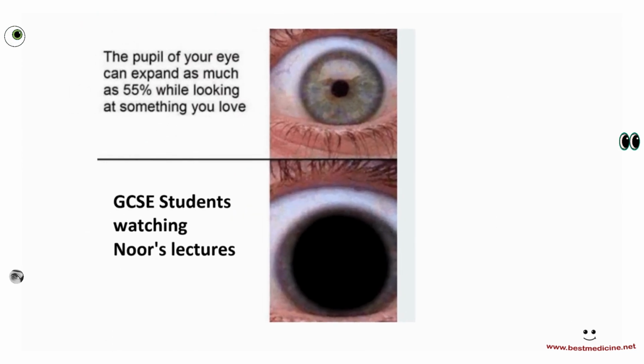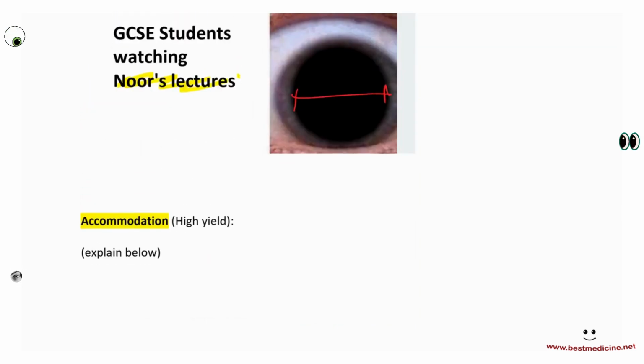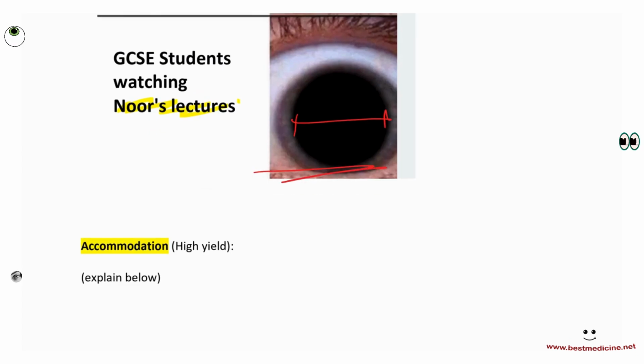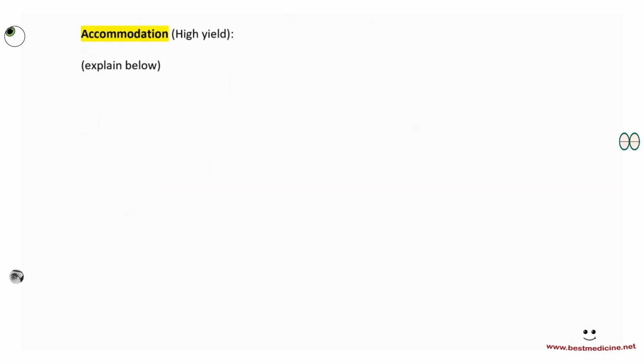And here's a meme. So the pupil of your eye can expand as much as 55% while looking at something you love. And so this is you guys right now, GCSE students watching my lectures. See the dilated pupil there? See what I did there? It's 100% dilated, not just 55%. This is a meme. This is probably a problem there in a person. Okay, that's not normal.